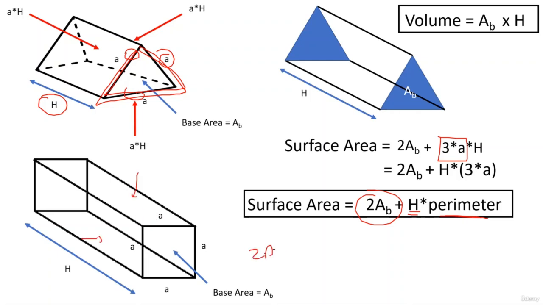So you will have 2ab plus 4 into a into h. But guys, again, for this square, what is the value of 4a? 4a is again the perimeter, right? So it's a universal formula which you can apply for any prism based on a regular polygon, irrespective of the number of sides. All right, guys. So now what I will do is I will not take a regular polygon.